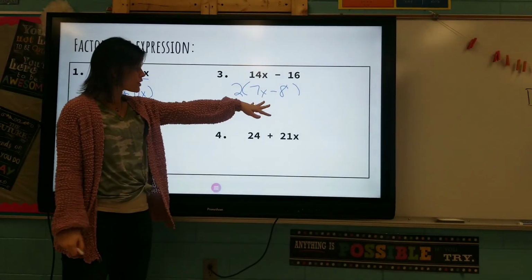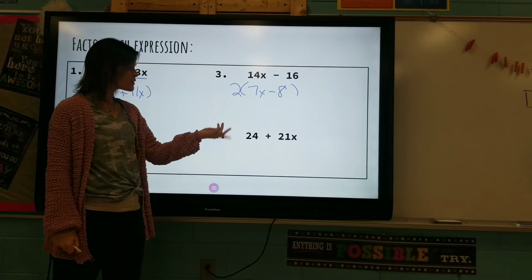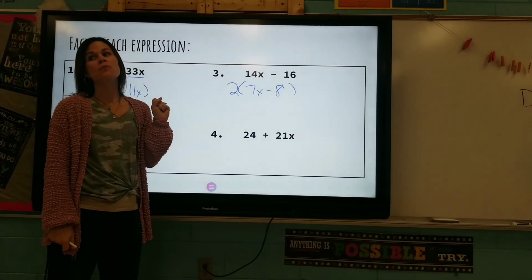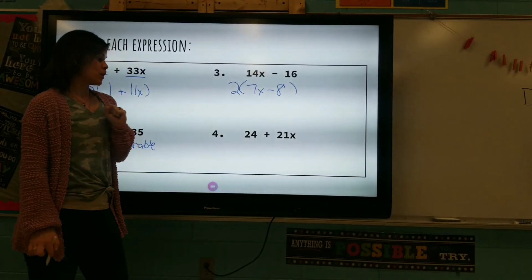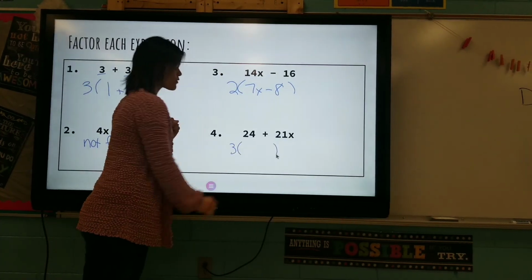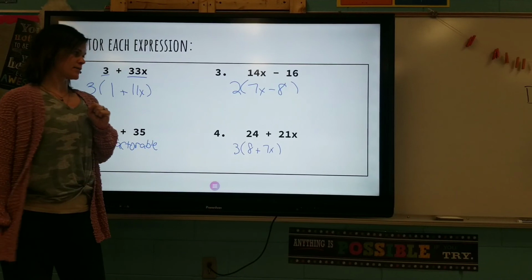And again, look at it really quick, make sure there's nothing else because you do want to pull out that biggest factor. Last one, we have 24 plus 21x. Finding that biggest number that can divide both of them. Callan, what would you have? Okay, 3 can be pulled out of both. And then left over would be an 8 plus a 7x.